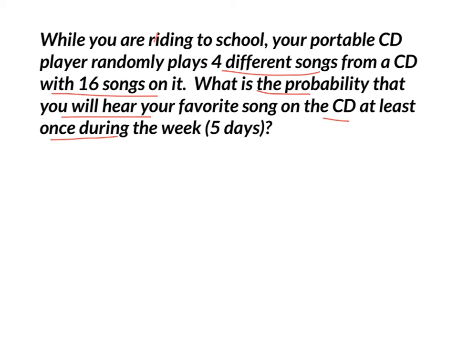Now, here's the deal. I want you to start figuring this out. When you see the words at least once or at least one, I want you to think complement right off the bat. So instead of working out the probability of hearing the song and doing all this work, I'm going to find the probability of not hearing your favorite song, which is only one song, by the way. And then I'm going to subtract it from 1. So I'm going to end up doing 1 minus that. Do the complement because it's so much easier. So anytime you see at least one or at least once, think complement, do 1 minus the opposite of it, which is not hearing the song.